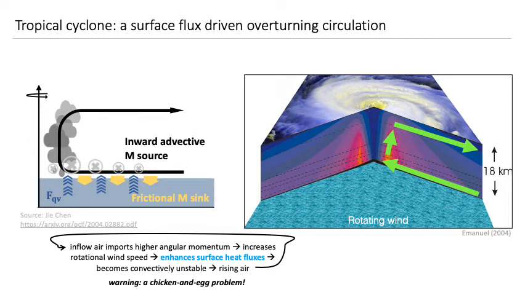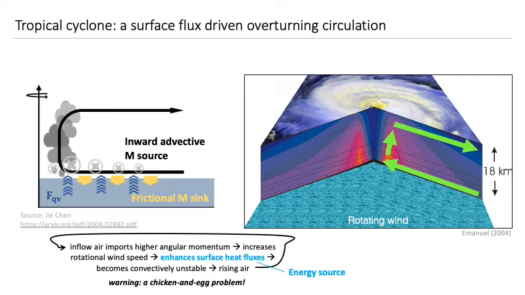But a warning here: this is a chicken and egg problem. You can't start at any one point in this and say that's the cause of anything. It's not right to say convection causes the hurricane. This is all a system that is self-sustaining in a way. So this just lets you think mechanistically about what's going on.